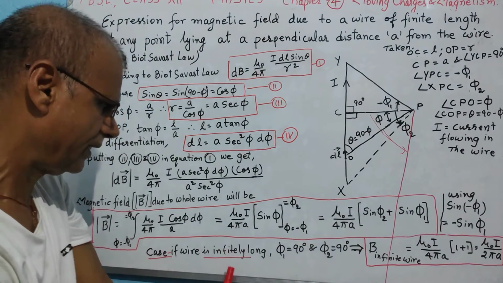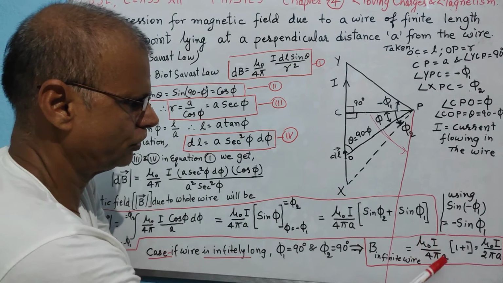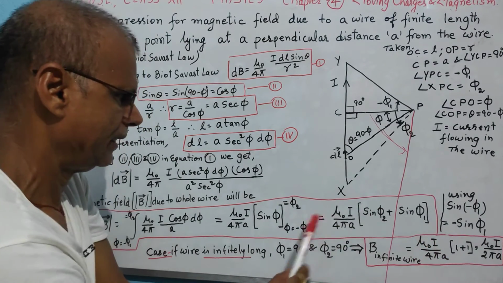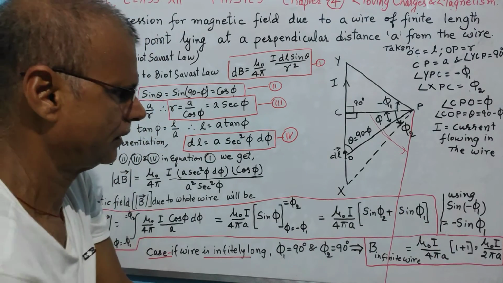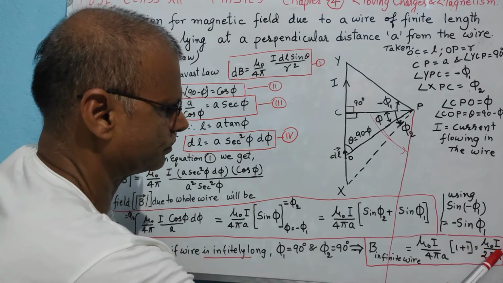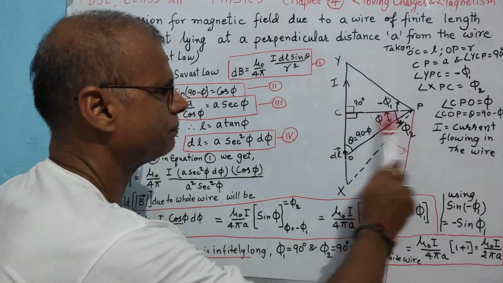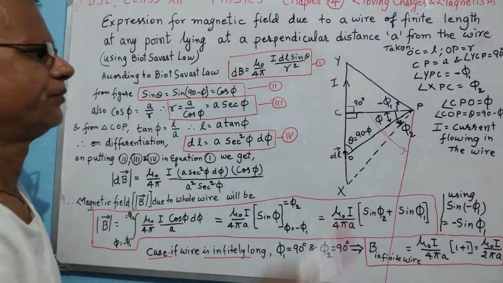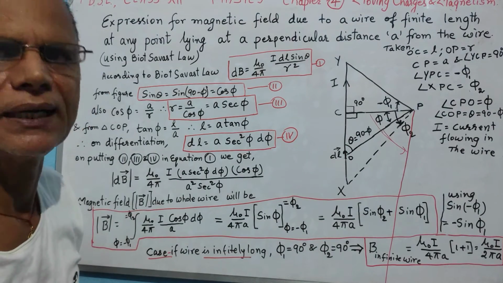And therefore once we take phi 1 and phi 2 as 90 degree, we get magnetic field due to the infinite wire is equal to mu 0 I by 4 pi a, and sin 90 plus sin 90, that is 2 factor comes there, so 2 in the numerator and 4 in the denominator cancels, becomes mu 0 I by 2 pi a, where a is the perpendicular distance of the point from the wire where we have to find the magnitude of magnetic field.